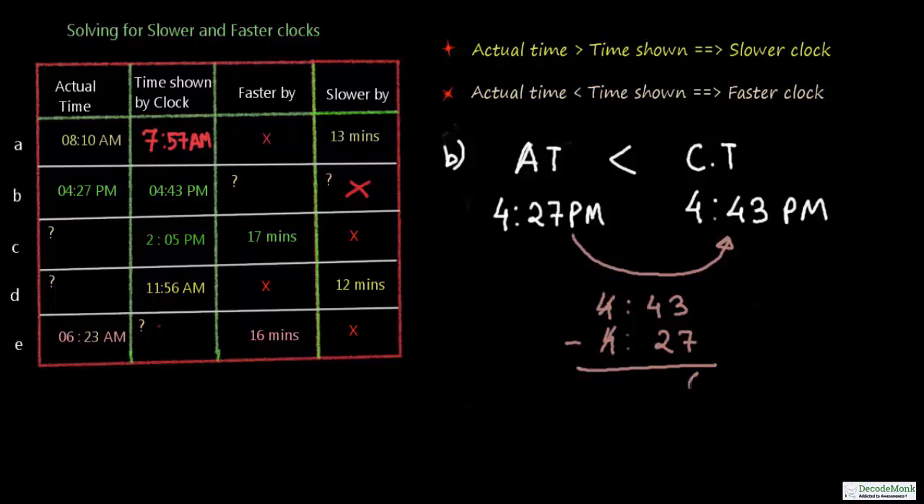13 minus 7 is 6 and 3 minus 2 is 1, so it's 16 minutes. So 27 plus 16 will give you 4:43. So the actual clock is advanced by 16 minutes. So the clock is faster by 16 minutes. This is the answer to question number B.